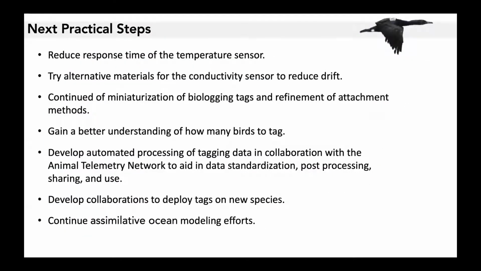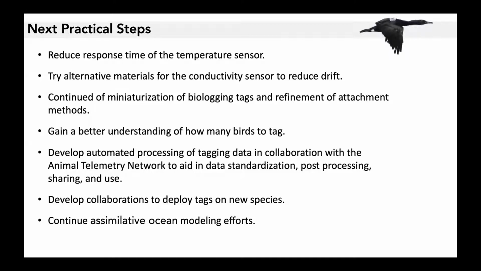So what's next? Reduce the response time of the temperature sensor, probably by making it more external to the tag. We're hoping to try some alternative materials for the conductivity sensor to reduce the drift. The sensors that we're using now are made out of gold. We would like to continually miniaturize the tag, refine our attachment methods, and gain a better understanding of how many birds we might need to tag.